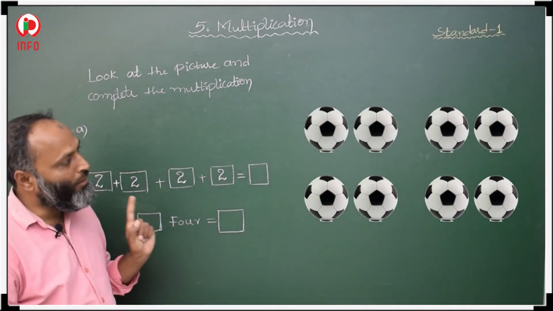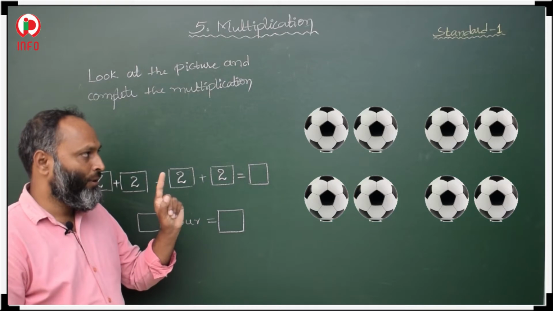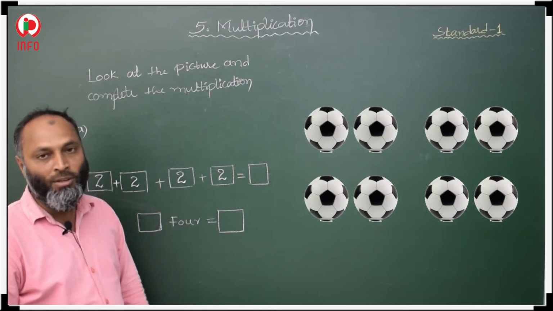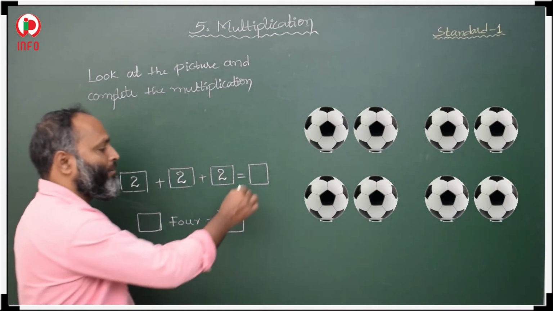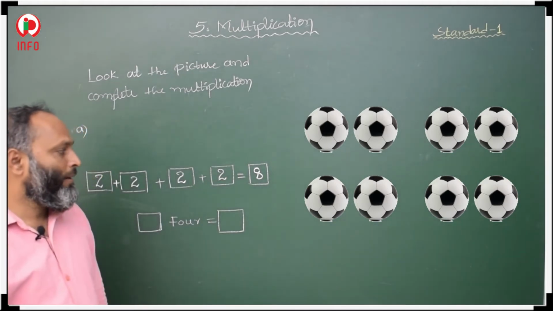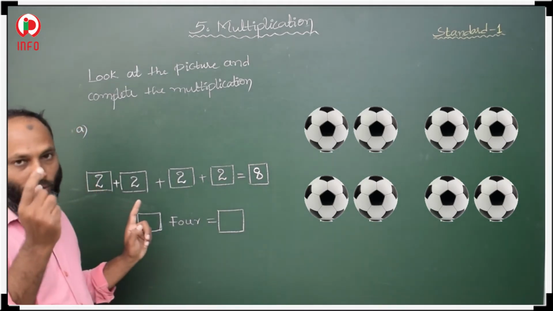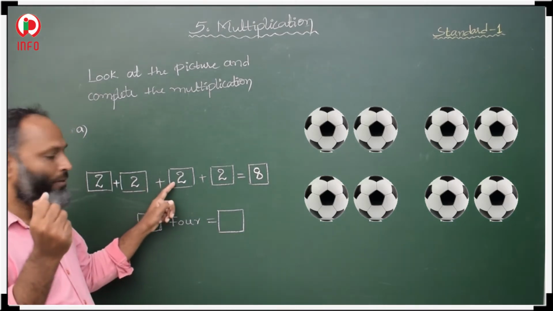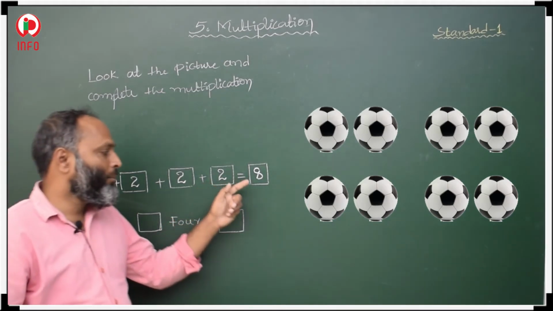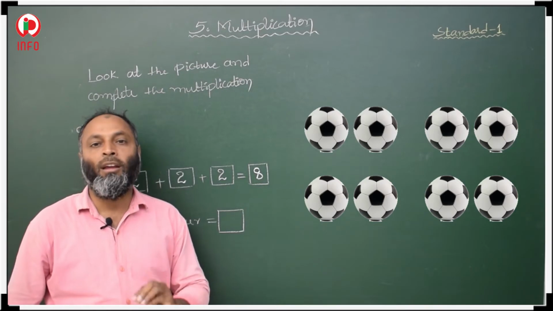Now you count all how many balls were there. 2, 3, 4, 5, 6, 7, 8. Total how many balls were there? 8 balls were there. Okay, add here: 2 plus 2, 2, 3, 4, again 2, 5, 6, 7, 8. Total how many balls were there? 8 balls were there.